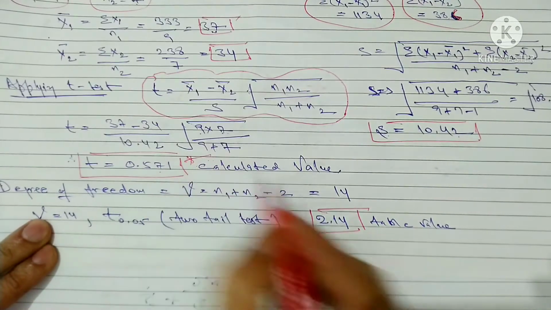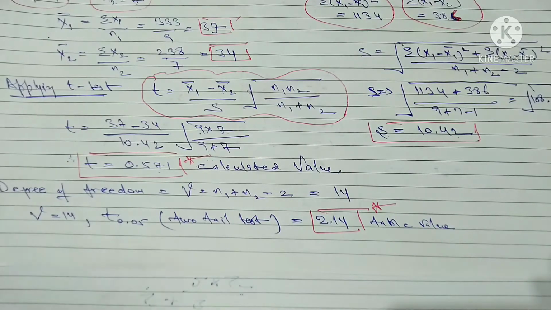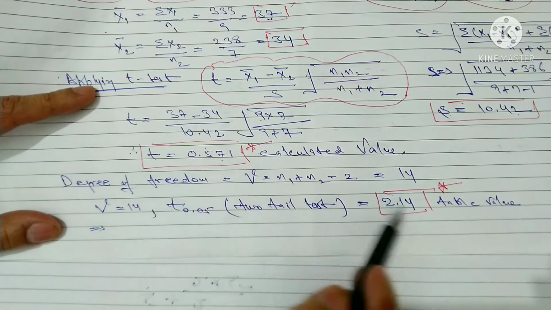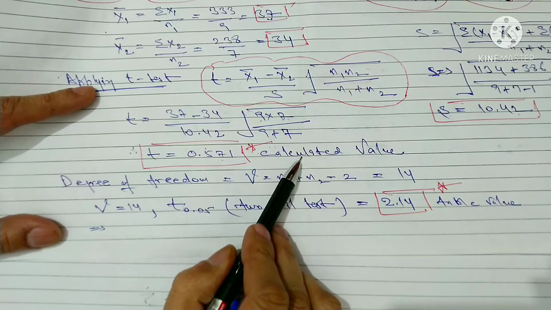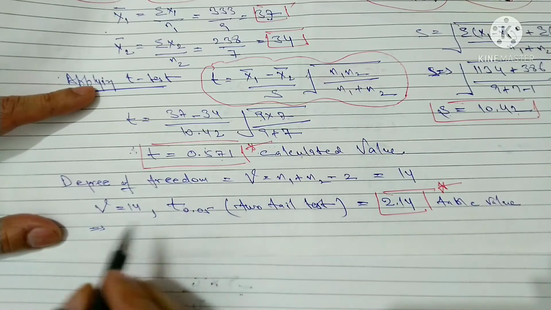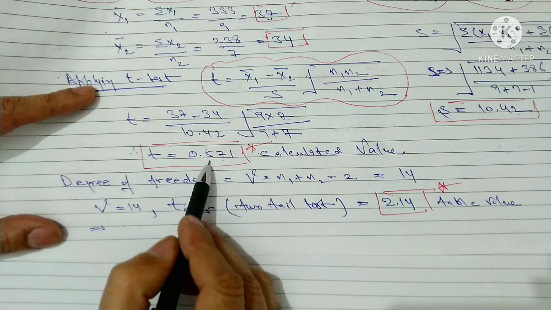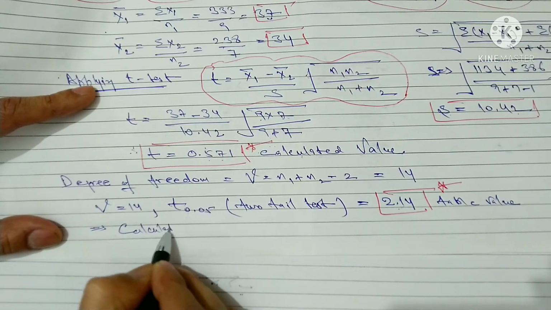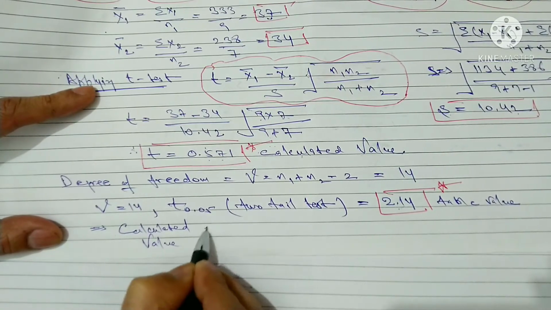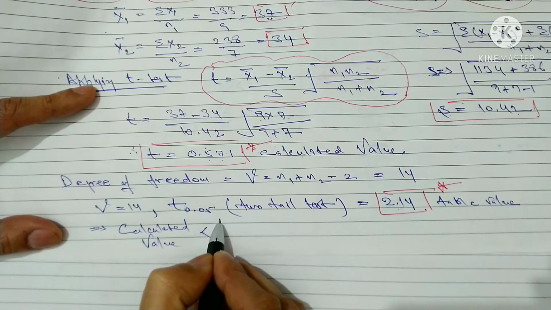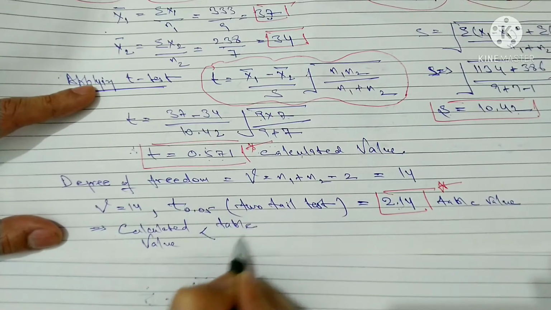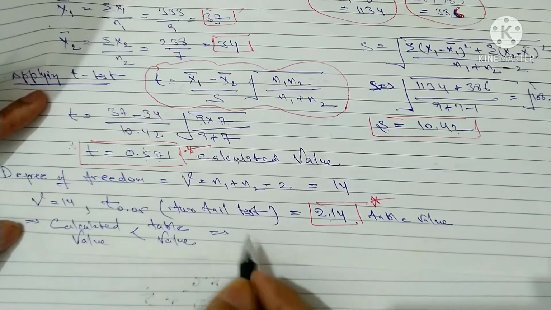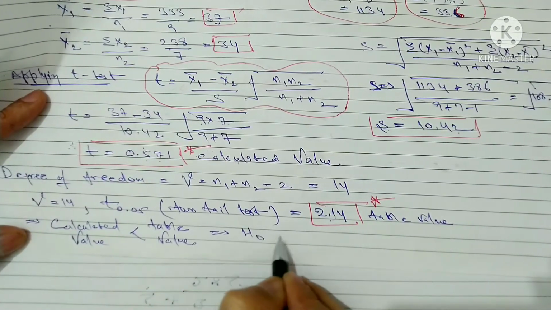This is the calculated value and this is the table value, which implies from these two values that the calculated value is less than the table value. Calculated value is less than the critical value or table value at 5% significance level, which implies we accept the null hypothesis.